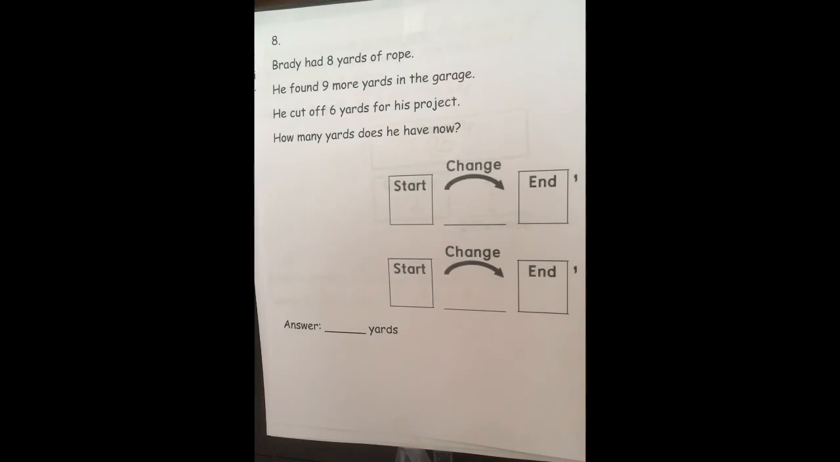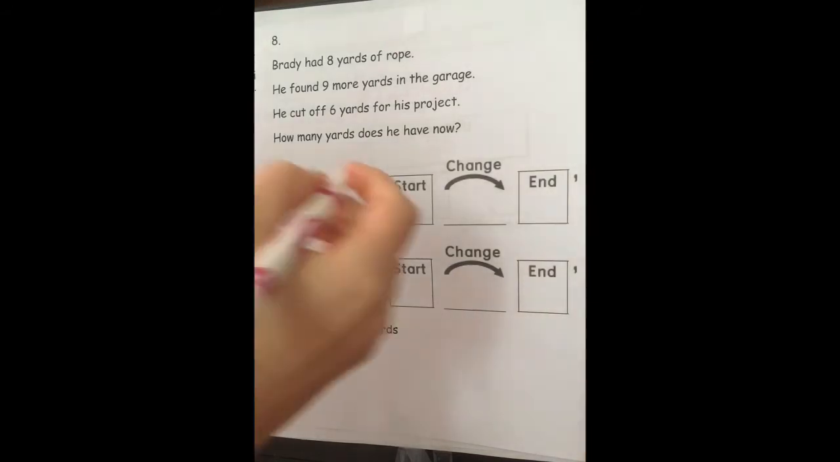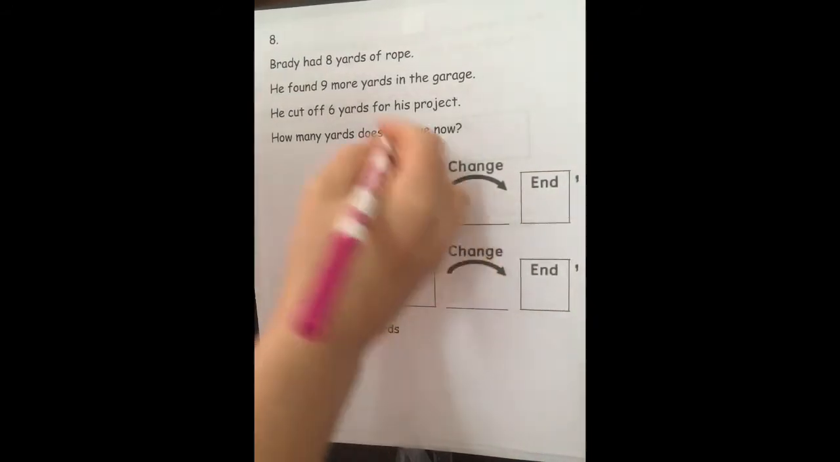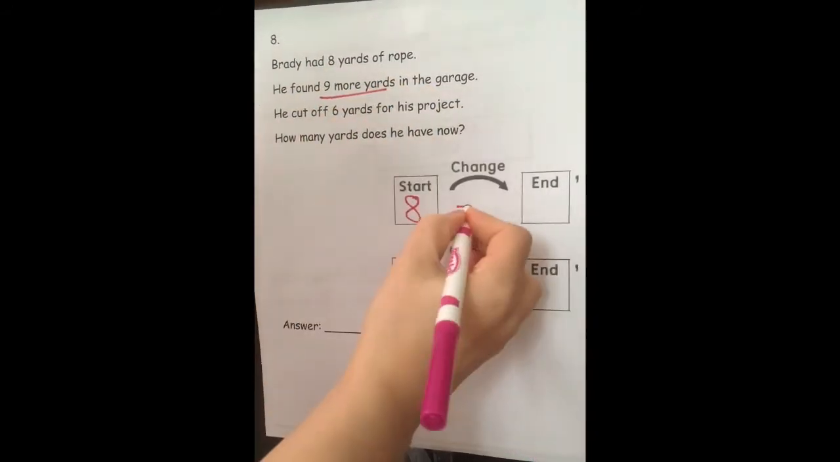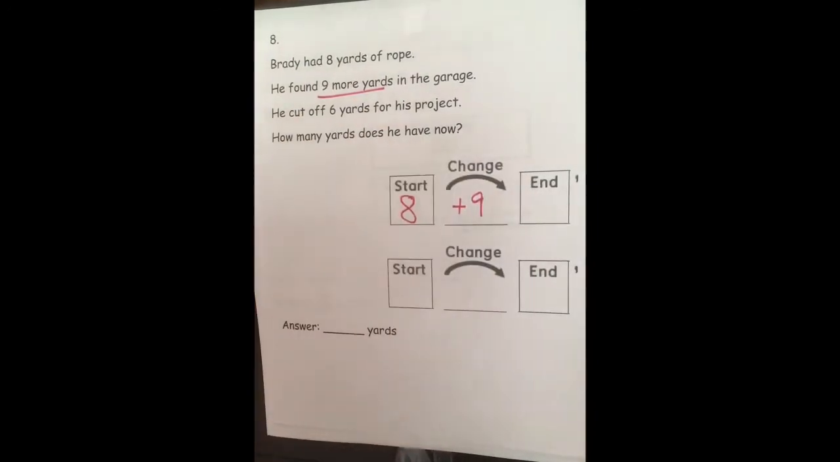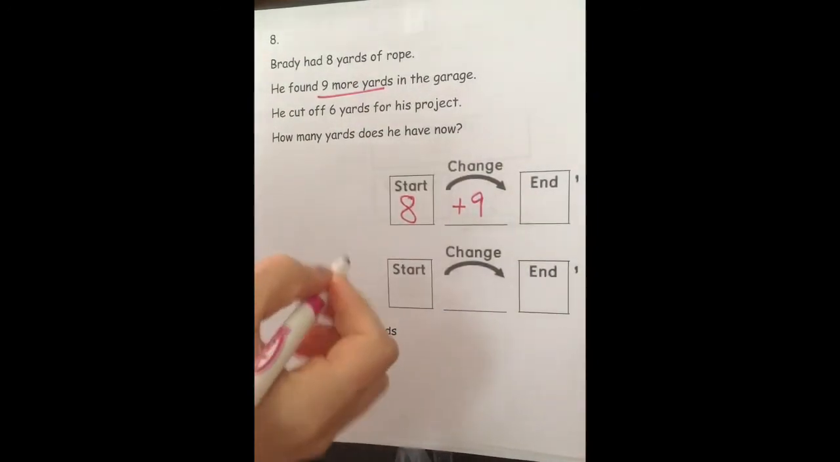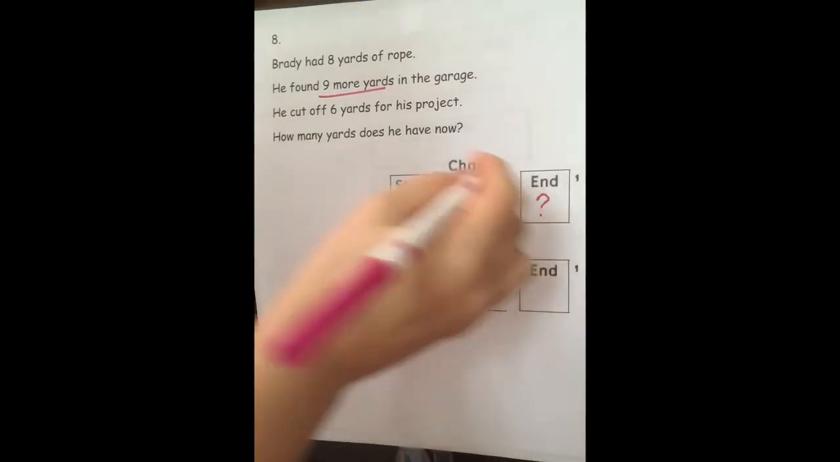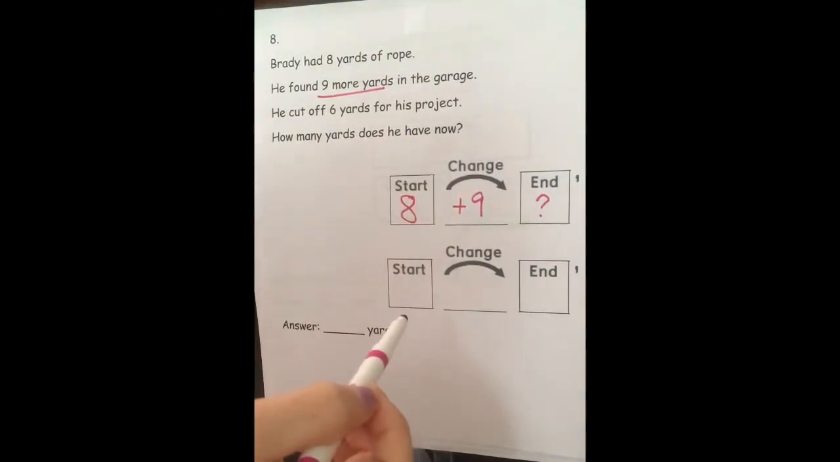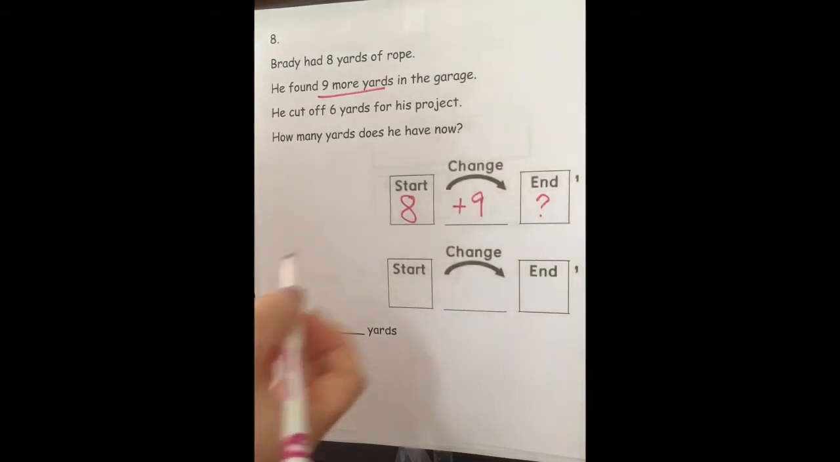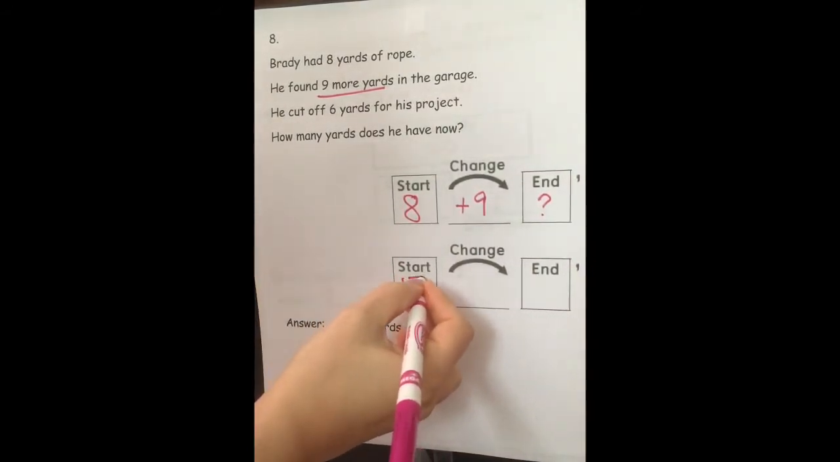The first step is adding 8 plus 9. Brady had 8 yards of rope, so that's where he started, and then he found 9 more, so plus 9. 8 plus 9 equals question mark. We don't know the end, how much he had altogether. So let's add those two together. 8 plus 9 is 17. So we're starting at 17.